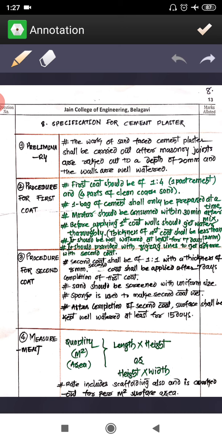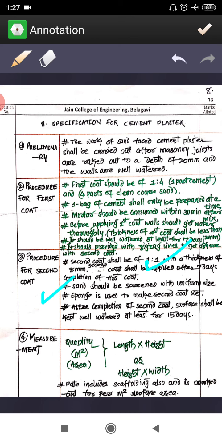Adhere to the first coat, so that we are going to apply it, it gives that adhering, right? Now the second coat apply. See, a second coat should be of ratio 1:1, one part of cement to one part of sand, and it should have the thickness of 8 mm, right? That is very important work there.